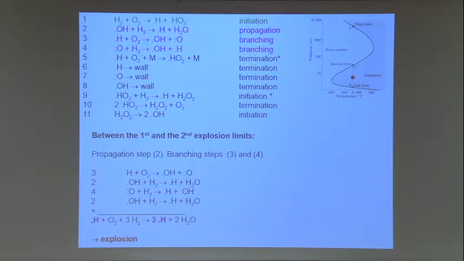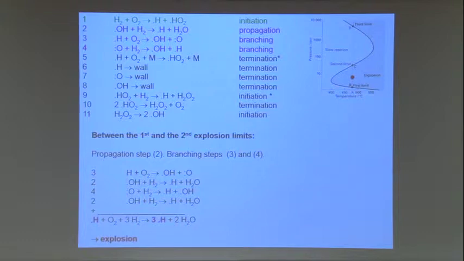And we wrote these down. We said there's a branching step, H plus O2 going to OH, and that OH will react with H2 to form H in a propagation step. O will react with H2 to form H plus OH, and the OH again will react with H2 to form H plus water. And you add those up, and you get H reacting with O2, this first reaction here, plus 3 H2s going to 3 hydrogens.